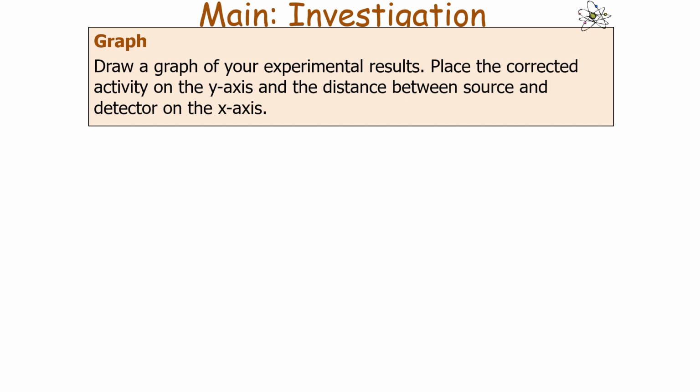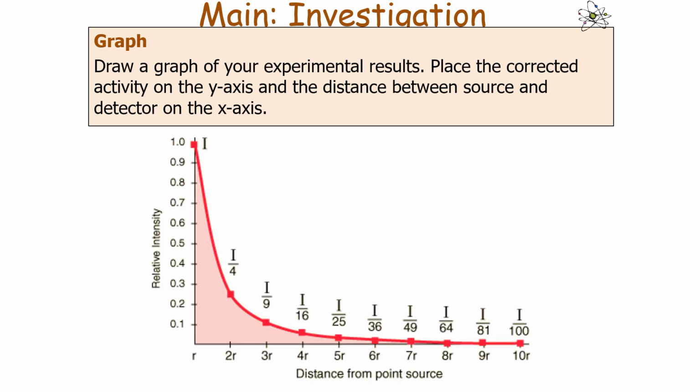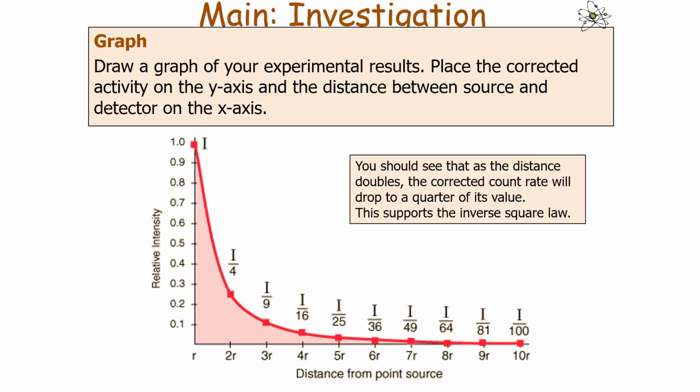You place the corrected activity on the y-axis and the distance between the source and the detector on the x-axis, and you will get a graph which looks something like this. So you should see that as the distance doubled, the corrected count rate will drop to a quarter of its value, so it supports the inverse square law of gamma radiation.